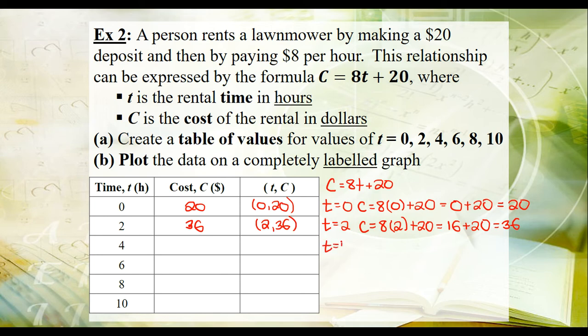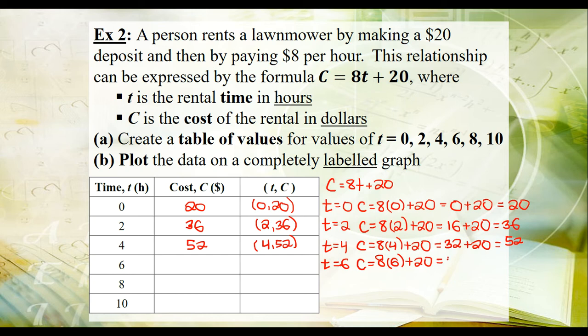Okay, then we have t equals 4. So the cost would then be 8 multiplied by 4 plus 20. So this would be equal to 8 times 4 is 32 plus 20 is going to be 52. Because the cost is 52. So you'd have 4 comma 52. And then the next point, we're going to plug in t equals 6. So the cost would be equal to 8 multiplied by 6 plus 20. So that would be 8 times 6 is 48 plus 20 is 68. So this point would be 6 comma 68.